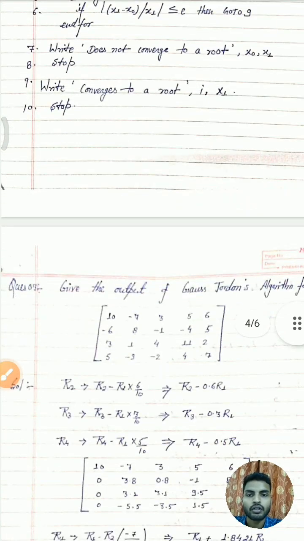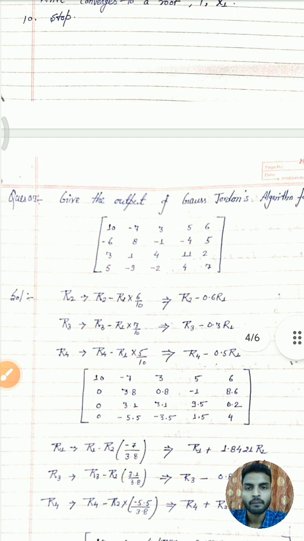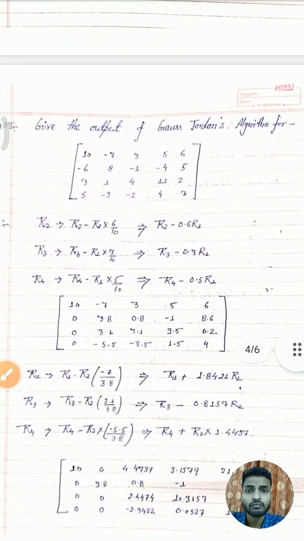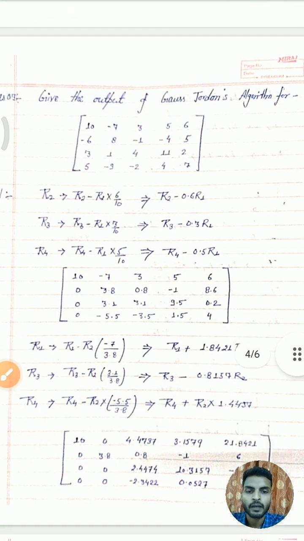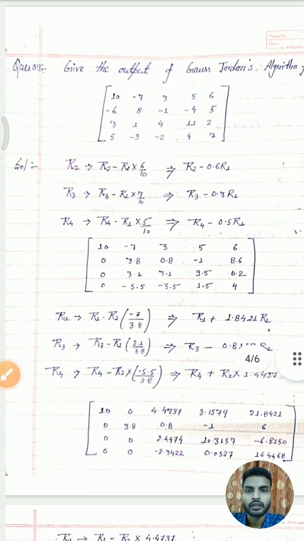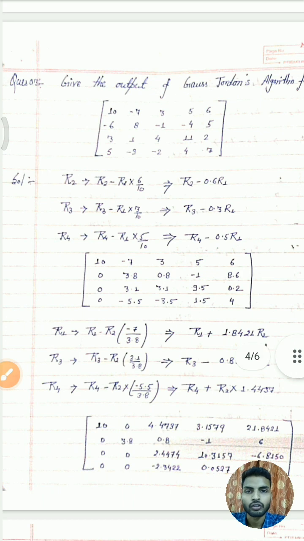So let's solve the third question of the first internal set D. Guess the output of the Gauss-Jordan algorithm for the matrix: 10, minus 7, 3, 5, 6; minus 6, 8, minus 1, minus 4, 5; 3, 1, 4, 11, 2; 5, minus 9, minus 2, 4, and 7. So let's solve the matrix using the Gauss-Jordan algorithm.